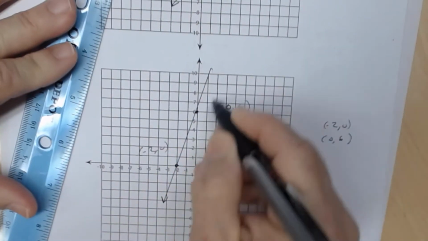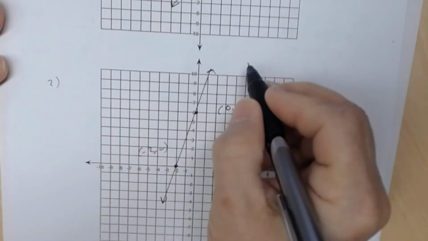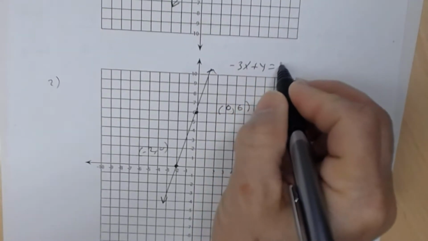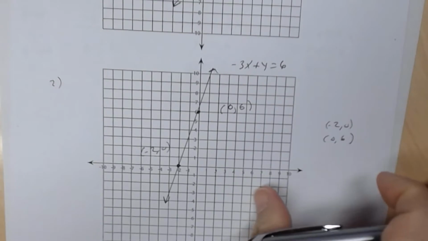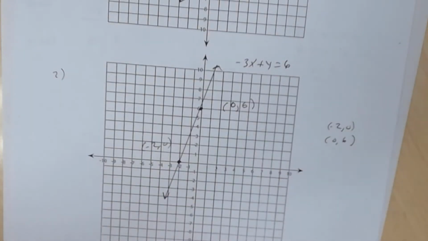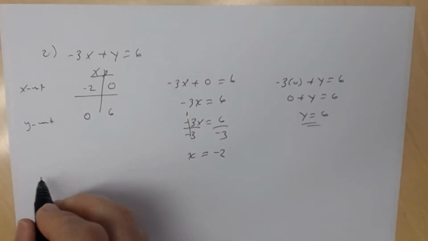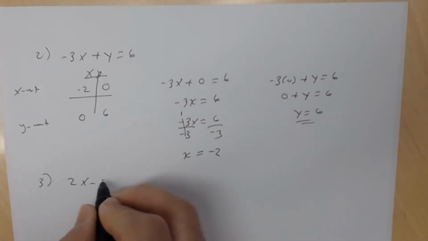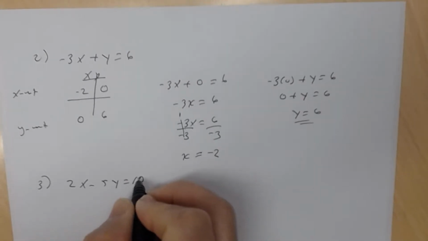Just extend it and draw the arrows. So this is number 2, and that equation was negative 3x plus y equals 6. All right, number 3. Let's suppose we had this equation, number 3. The equation is 2x minus 5y equals 10.